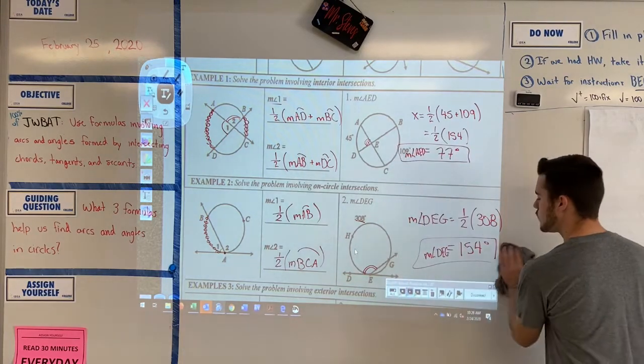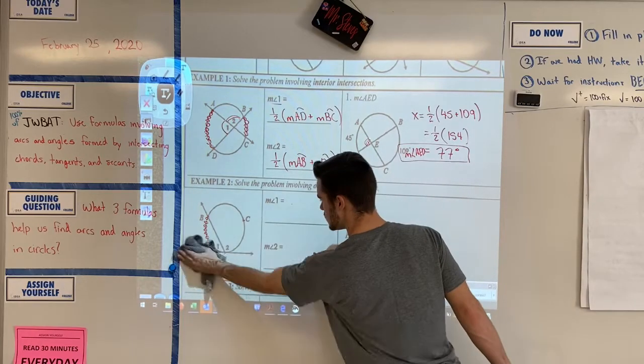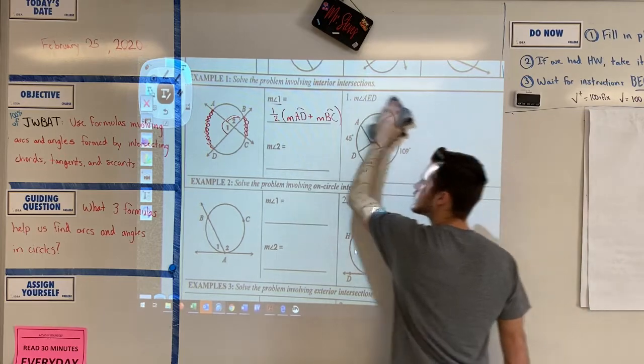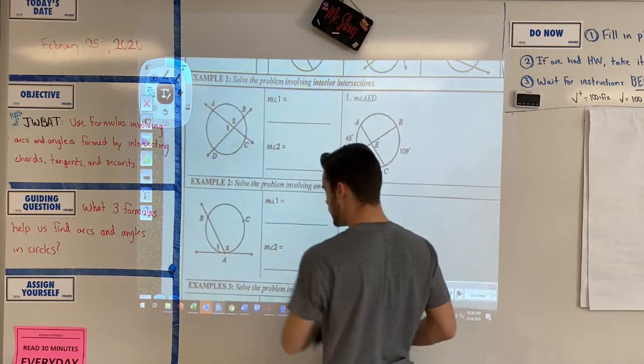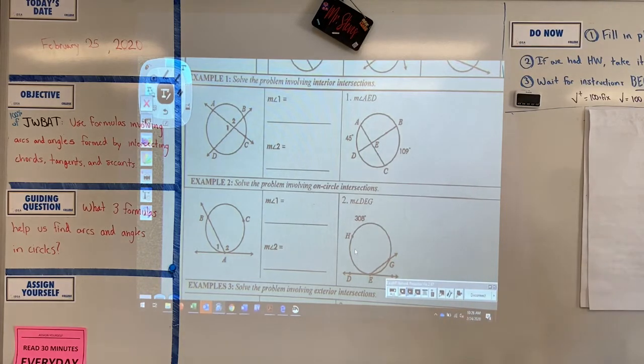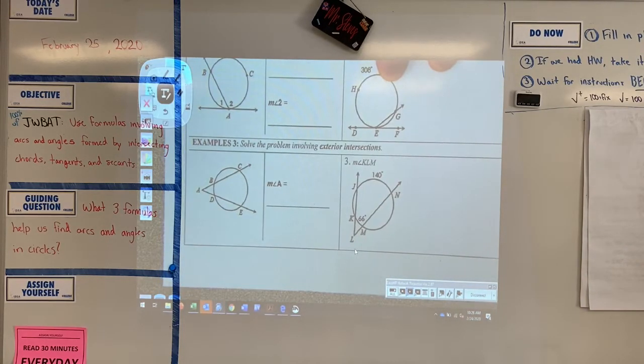So I'm going to erase this now. We're going to look at our last example. So really the big key point in this lesson is just make sure that you commit these intersections to memory. All right, so let me move the paper down. And we have example 3.